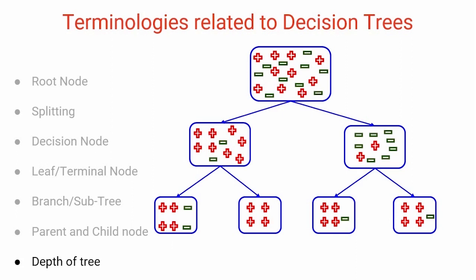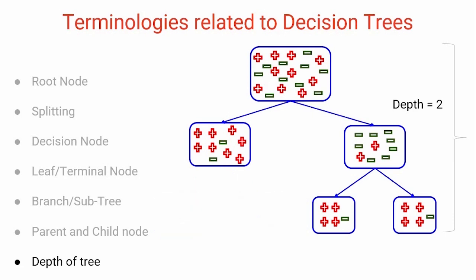Finally, there's one more terminology called the depth of a tree. It is the length of the longest path from the root node till the leaf node. When we look at this particular example, the longest path here is 2 and hence the depth of this tree will be 2. Now consider this tree. The longest path is still 2. So that's why we'll keep the depth to 2 as well.